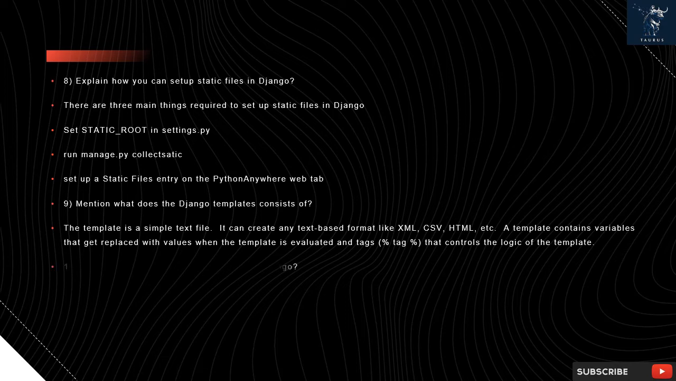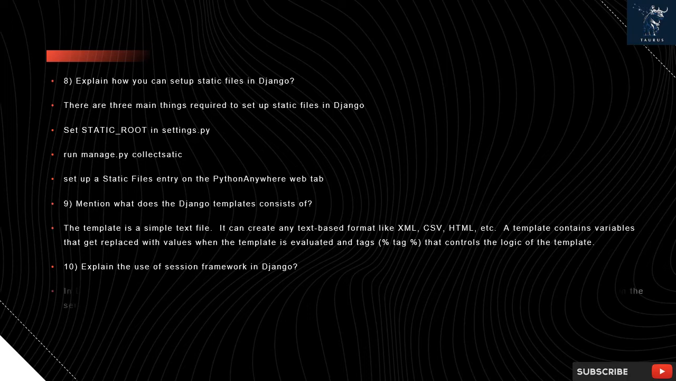9. Mention what the Django templates consist of. The template is a simple text file. It can create any text-based format like XML, CSV, HTML, etc. A template contains variables that get replaced with values when the template is evaluated, and tags, {% tag %}, that control the logic of the template.